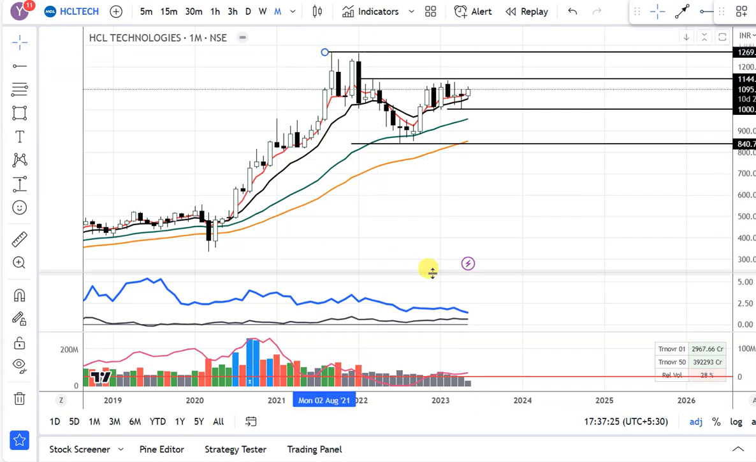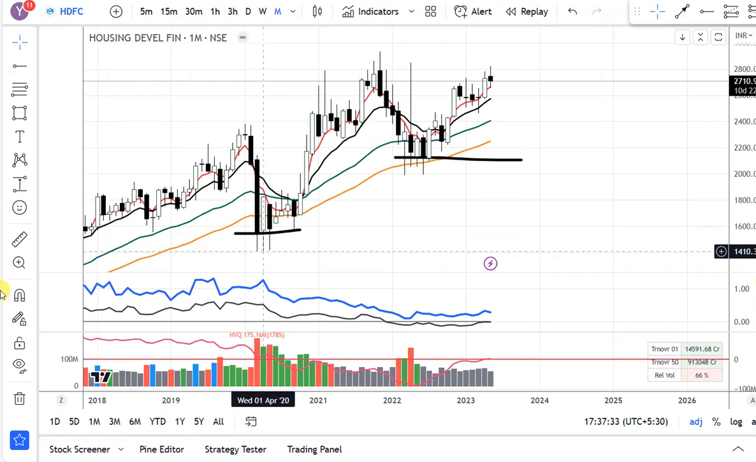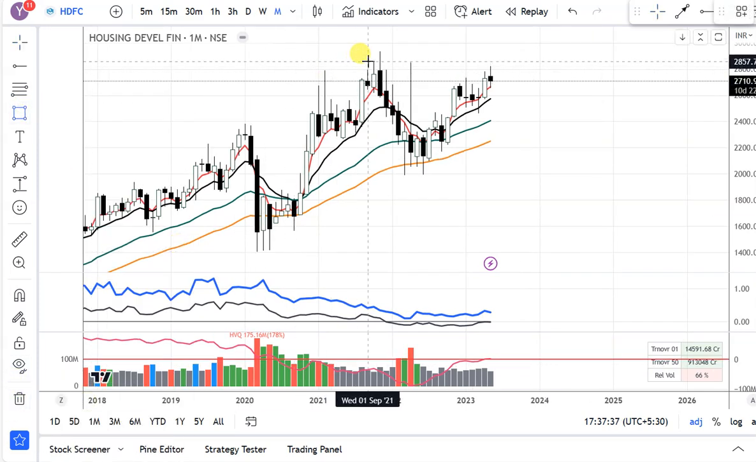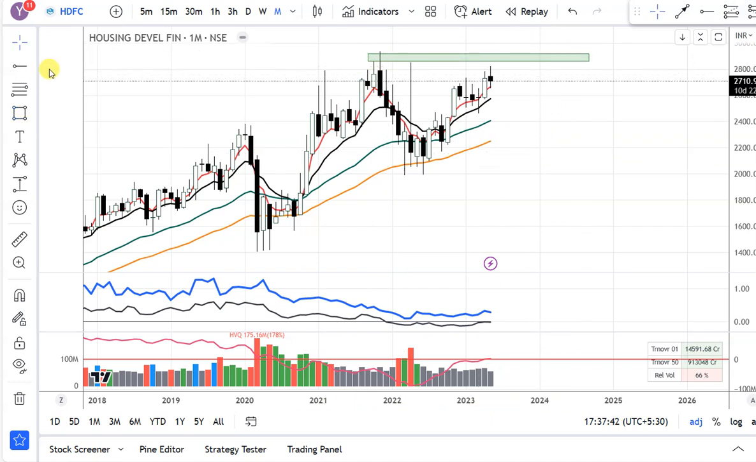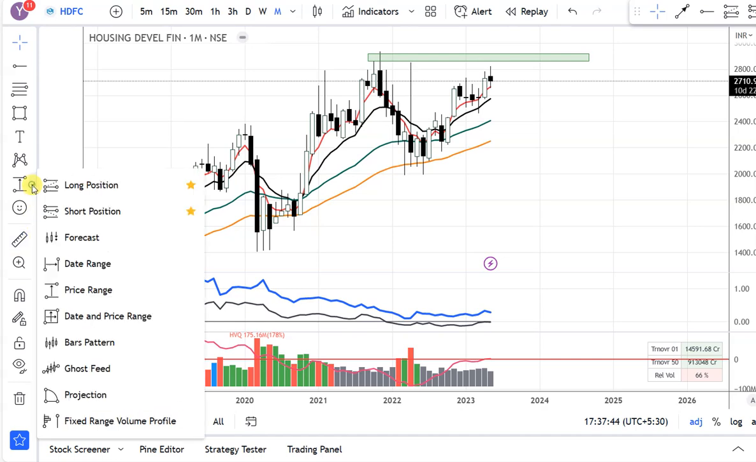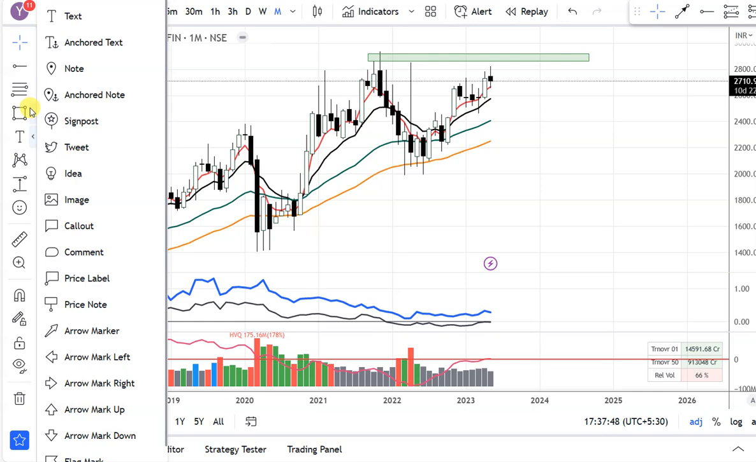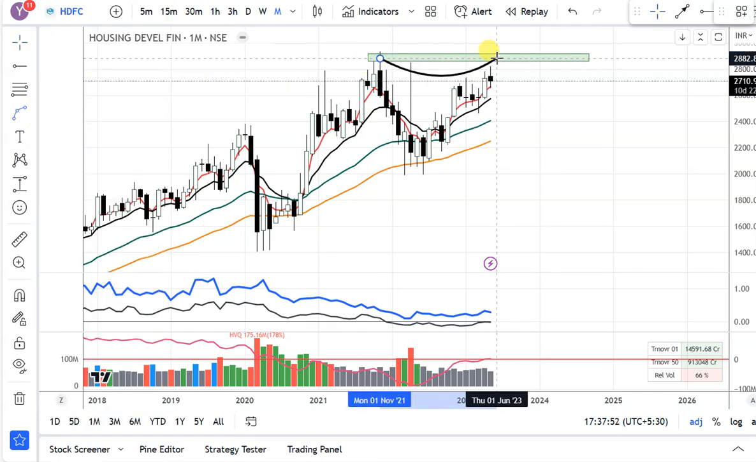HDFC right now is struggling. Can you see this entire area is purely resistance to HDFC? If some great news comes out, because the entire India loves this stock, but as on today there is nothing. If this becomes a strong breakout area, we have a wonderful rounding breakout on the monthly time frame. So let's wait and watch what happens.